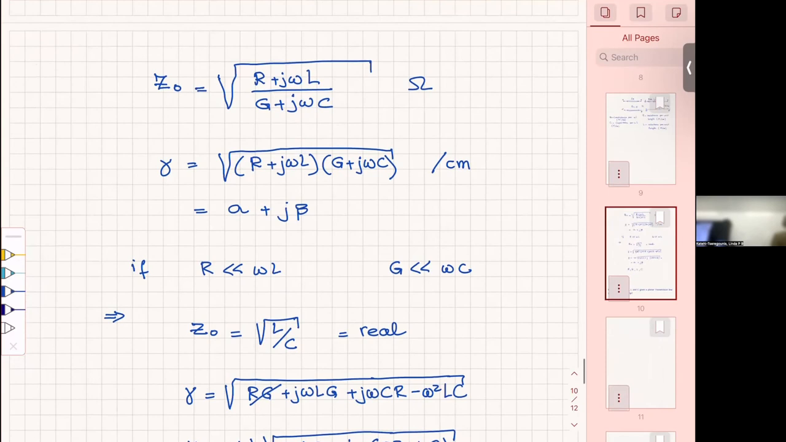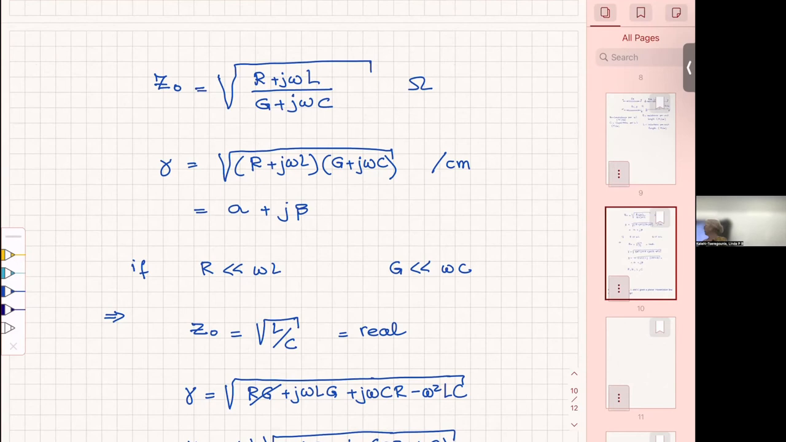Now, in a good line, R and G will be very small compared to omega L. Otherwise, if R is so big like this one, that's not a good line. Whatever you give in there is going to be absorbed into losses. So we always design a line by choosing a good conductor, to have R that is very small compared to this, and by choosing a good dielectric, we have G very small compared to that.